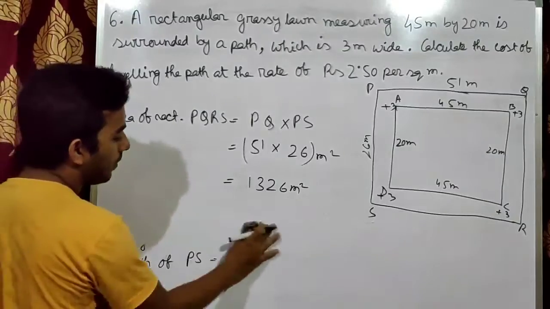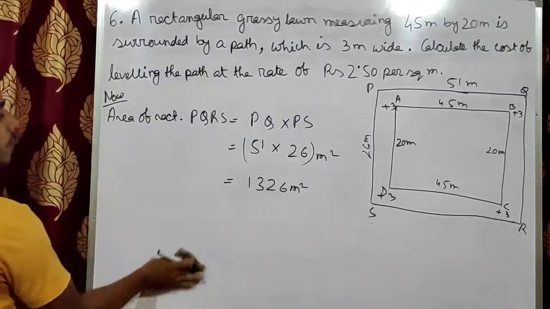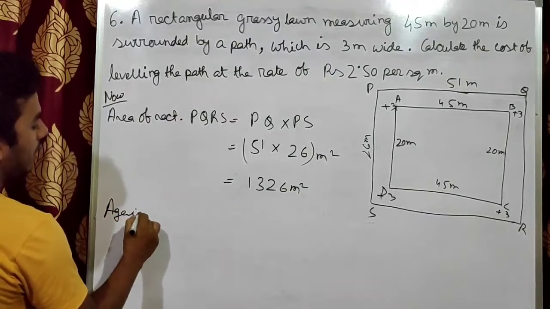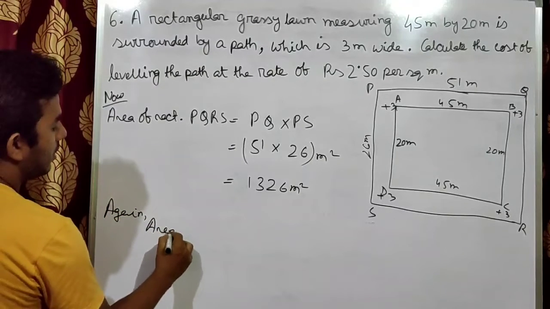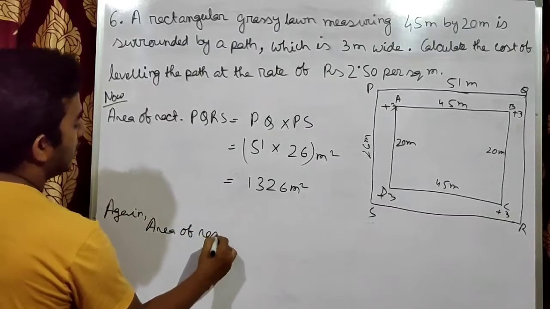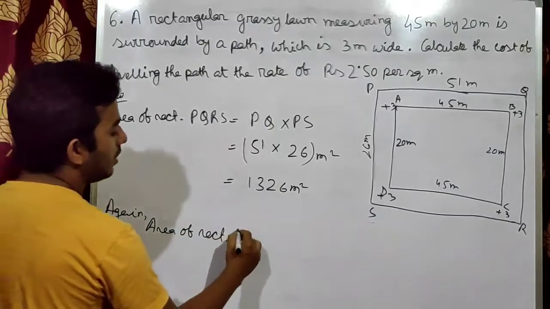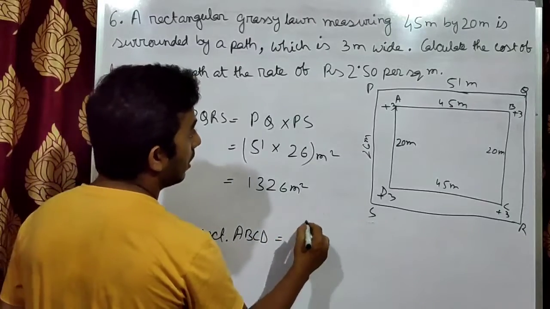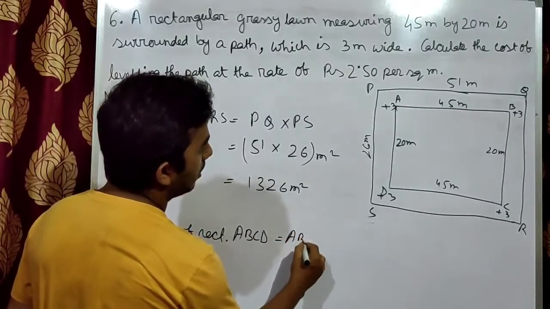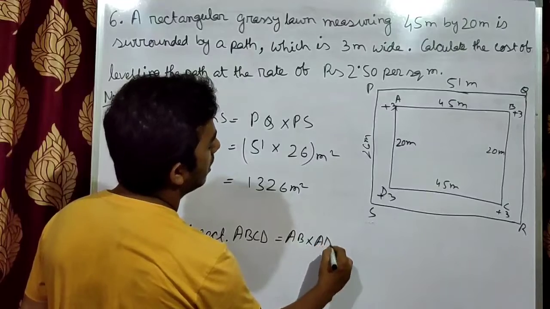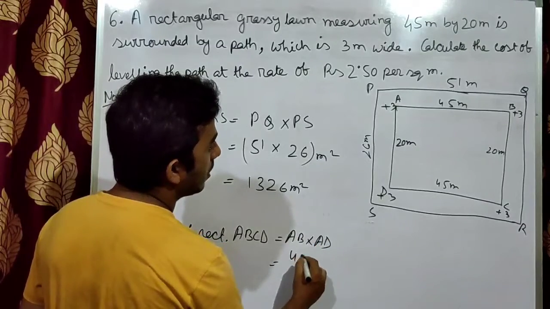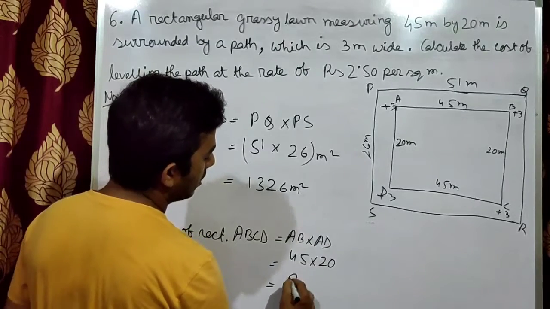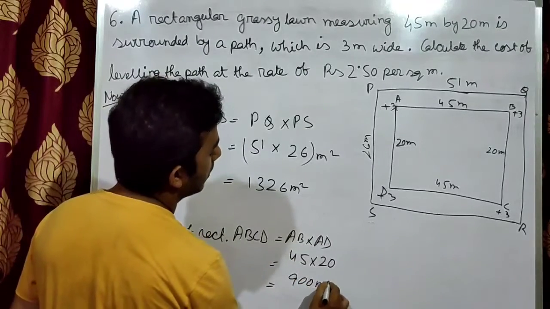Now again, area of rectangle ABCD equals AB into AD. AB is 45, so 45 into 20. 45 into 2 is what? 90. So it will be 900 meter square.